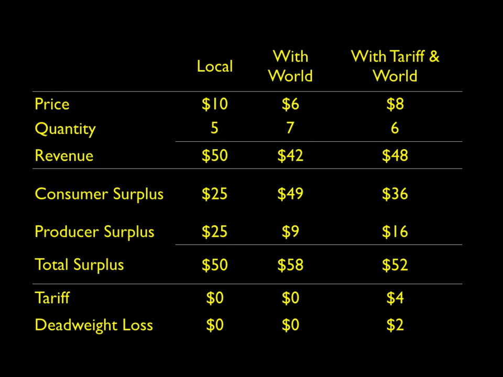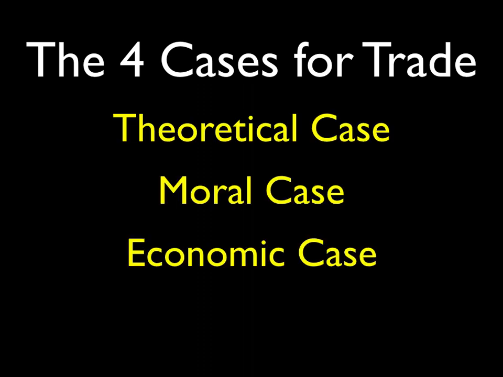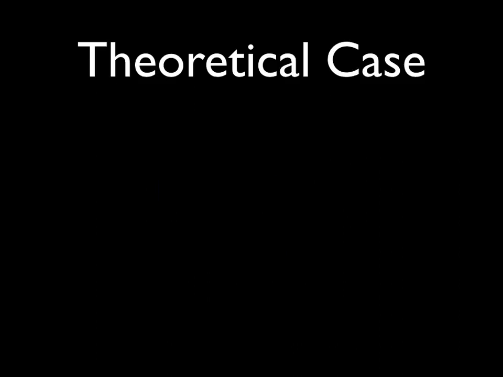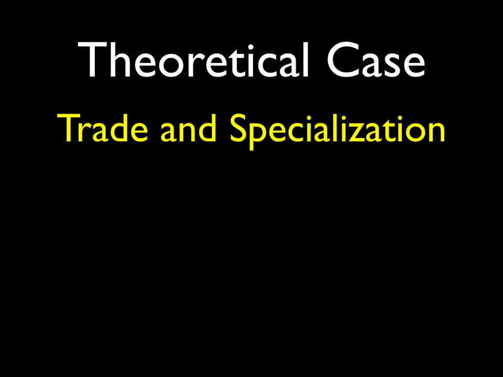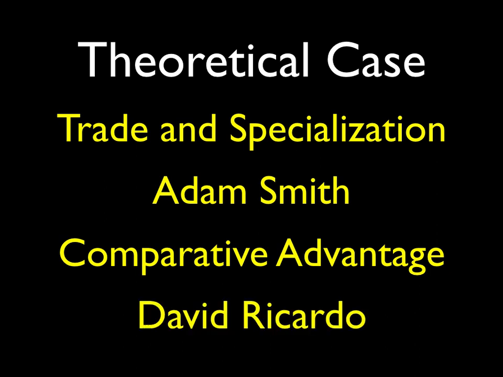All right, we're ready to move on to the next topic. We want to review the 4 cases for trade. We can make a theoretical case, a moral case, an economic case, and an empirical case. The theoretical case is based on this idea of trade and specialization will advance and create value, and the individual responsible for making that case was Adam Smith. The other theoretical case would be the idea of comparative advantage increasing value or wealth, and that case was made by David Ricardo. So our theoretical case sets on those 2 individuals and their ideas.